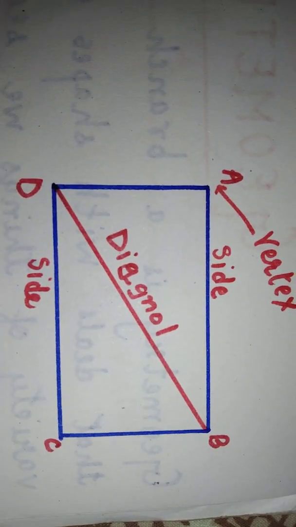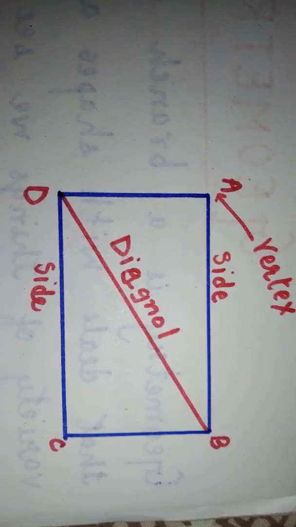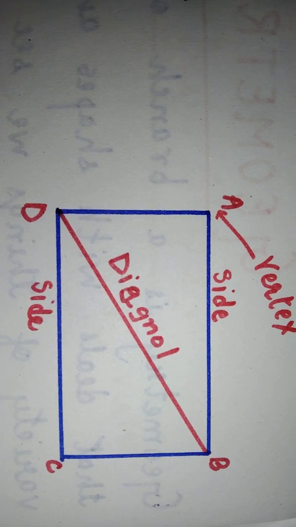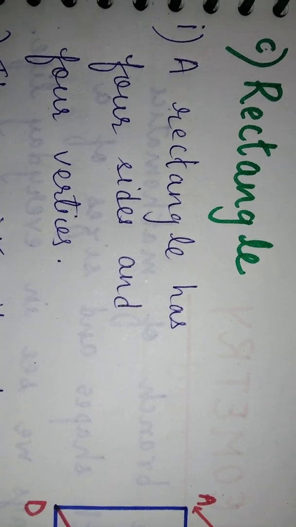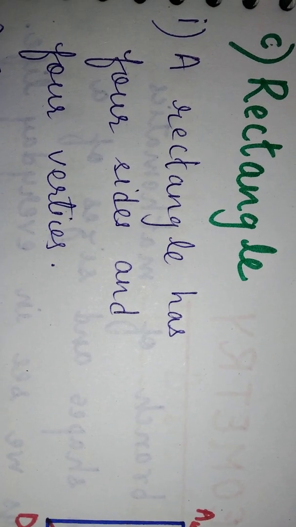Let's continue with the third geometrical shape, which is a rectangle. Children, as you can see over here, this shape is a rectangle. Okay, so let's talk about the details. A rectangle has four sides and four vertices. So just like the square, a rectangle also has four sides and four vertices.